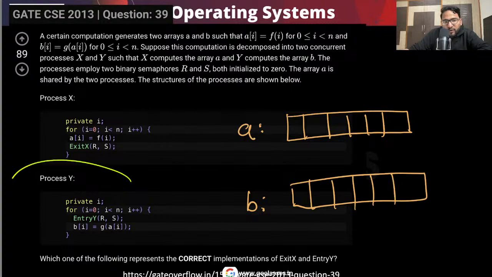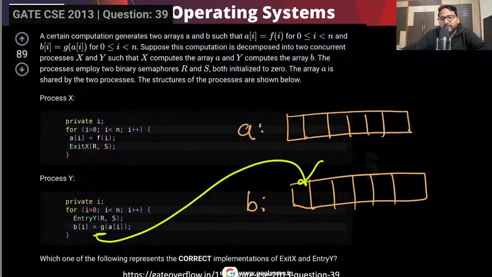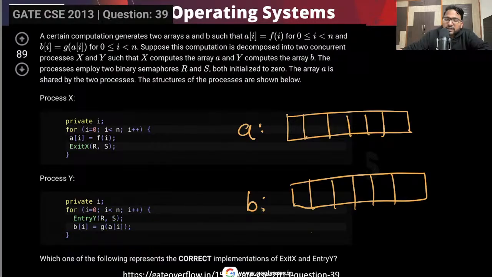Now this process y is helping you to fill the values of b, using a g function. f and g are some functions, it doesn't even matter to us, but using some function you are filling these values. Now interestingly, this b of I is actually some function of a of I, which means once this is filled, then only you can fill this. Once this is filled, then only you can fill these, right? So that's what they are saying.